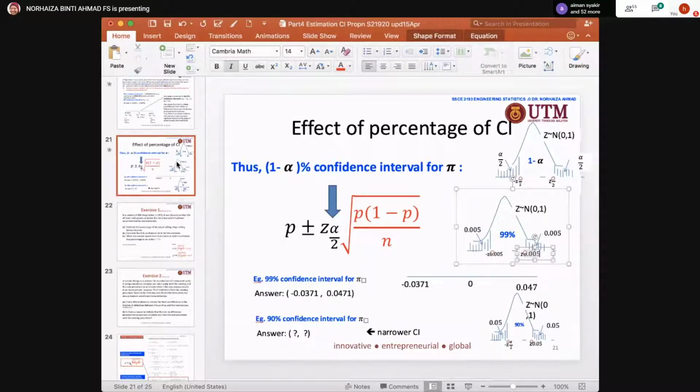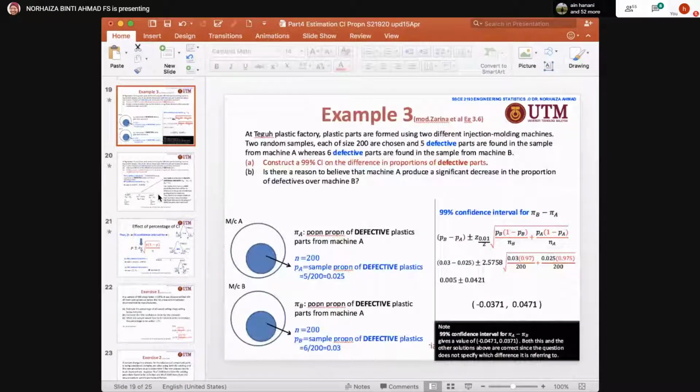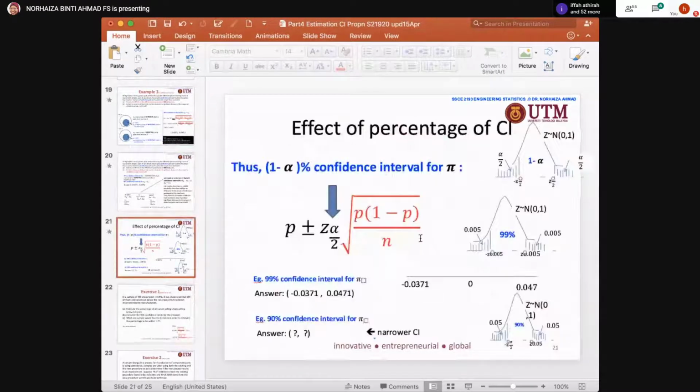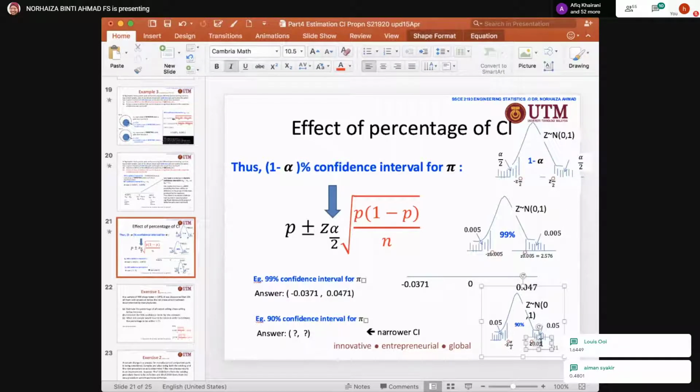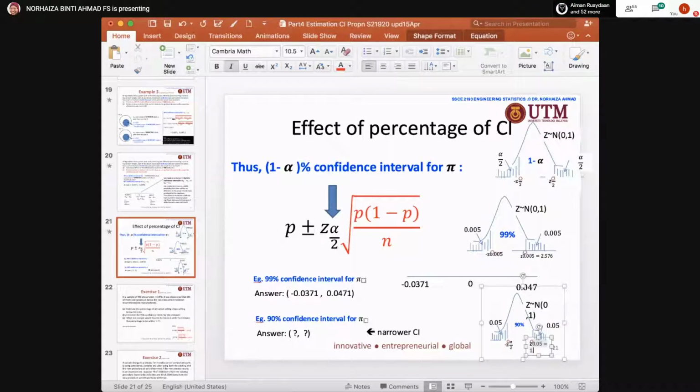So here 0.005 is 2 point something, which is 2.576. Can somebody get me the value for 0.05? What's that 0.05? 1.65. So this is 1.65. So basically 99% has a very large interval here, so my point will go further down the line. But 1.65 is going to be here.